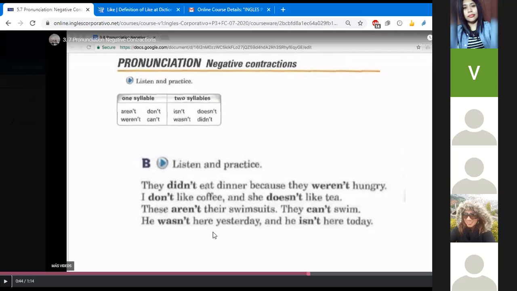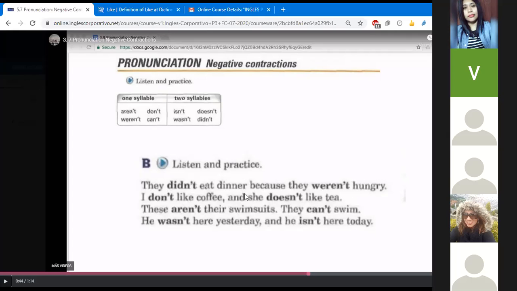Dinora, the last one. He wasn't here yesterday and he isn't here today. Okay, thank you. Veronica, first one. They didn't eat dinner because they weren't hungry.